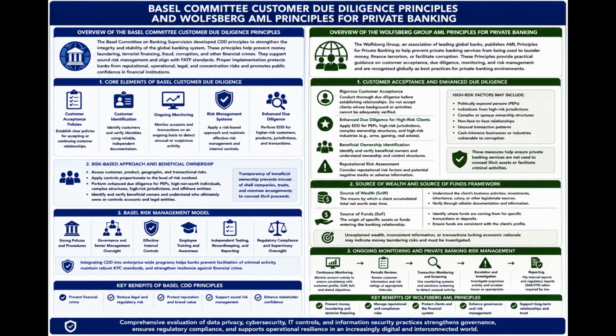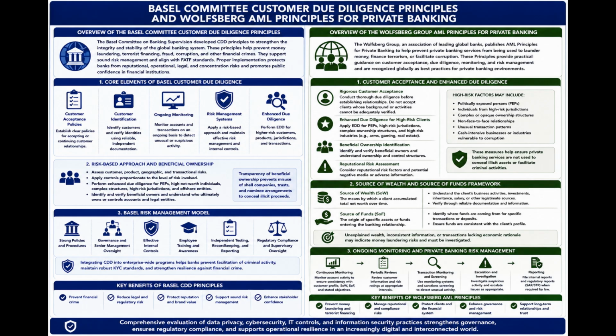One of the most important Wolfsberg concepts is the distinction between source of wealth and source of funds. Source of wealth refers to how a client accumulated total net worth over time, while source of funds relates to the origin of specific assets entering a banking relationship. Private banks are expected to understand and document both elements, particularly for high-risk customers. Unexplained wealth, inconsistent financial information, or complex transactions lacking economic rationale may indicate money laundering risks. By verifying wealth origins and transaction funding sources, banks gain greater transparency regarding customer activities and reduce vulnerability to financial crime exposure. Ongoing monitoring and private banking risk management.